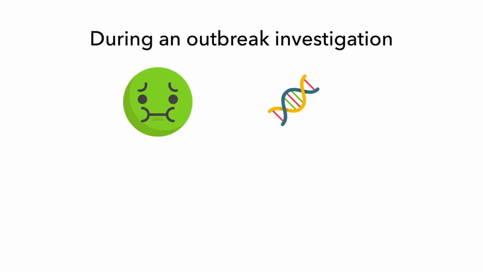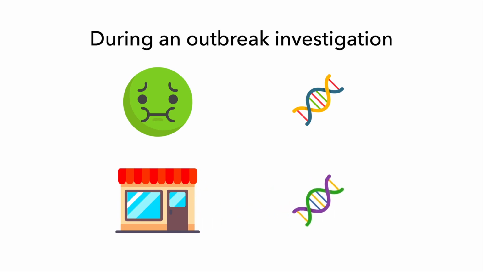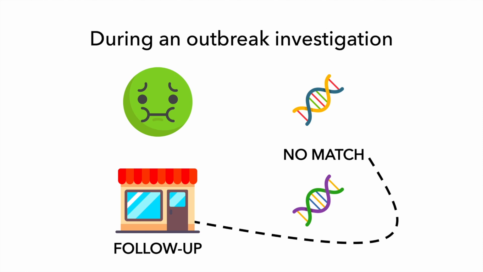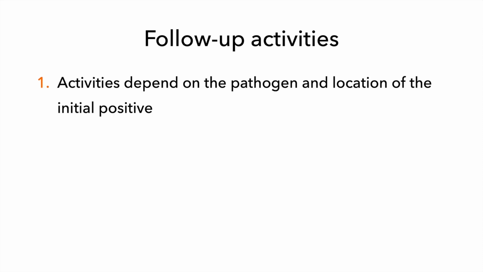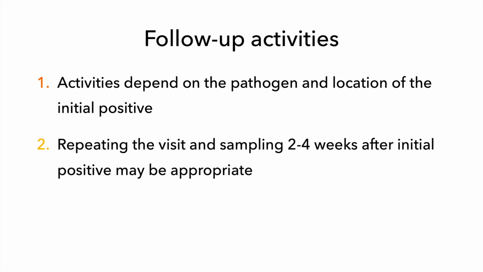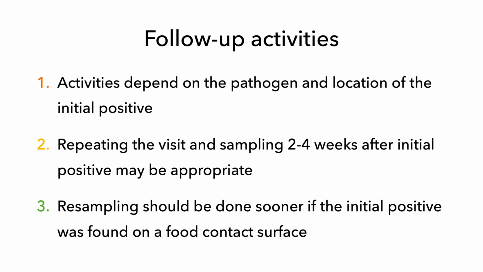But what if the pathogens found do not match? During an outbreak investigation, if a pathogen is found in a facility, but it does not match the isolate from a patient, the facility will still need to perform a deep clean and sanitize and conduct follow-up activities. These activities depend on the pathogen and location where the initial positive result was found. Repeating the visit and sampling 2 to 4 weeks after initial positives may be appropriate to ensure control measures worked. Resampling should be conducted more quickly if the initial positive was found on a food contact surface.